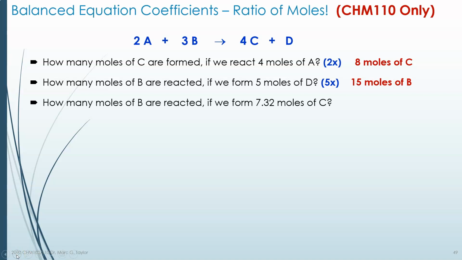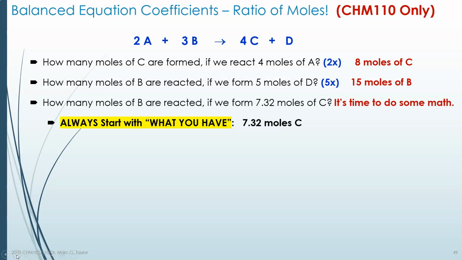So let's look at this one. How many moles of B are reacted if we form 7.32 moles of C? Well, this is a little more complicated, isn't it? It's not a simple ratio to multiply everything by, so it's time to do some math. And how do we approach this? Well, we always start with the thing we have. And in this particular question, the thing we are told we have is 7.32 moles of C.